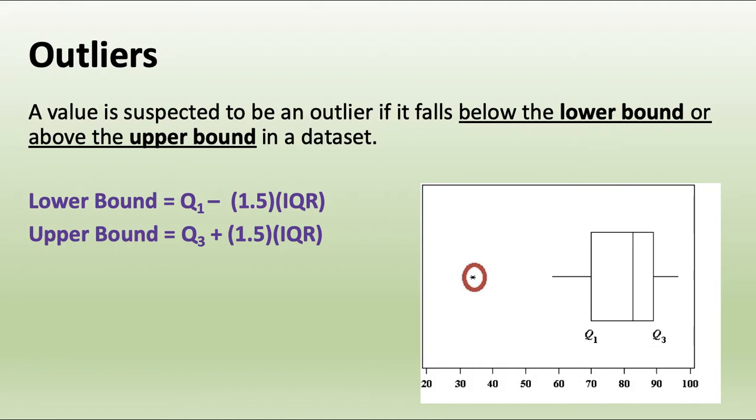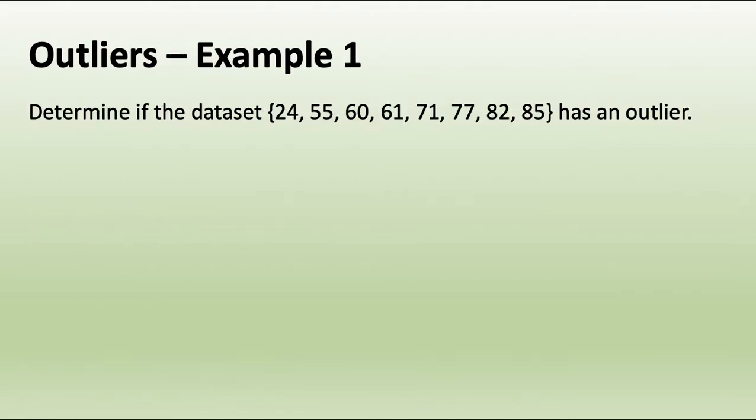So the lower bound and upper bound help us identify if a value is just way too far away from most of the data. If it is way lower than half of the data or way higher than half of the data, that means it's way too different and would be considered an outlier. And remember, to determine the IQR, you subtract Q3 minus Q1. We're going to complete two different examples.